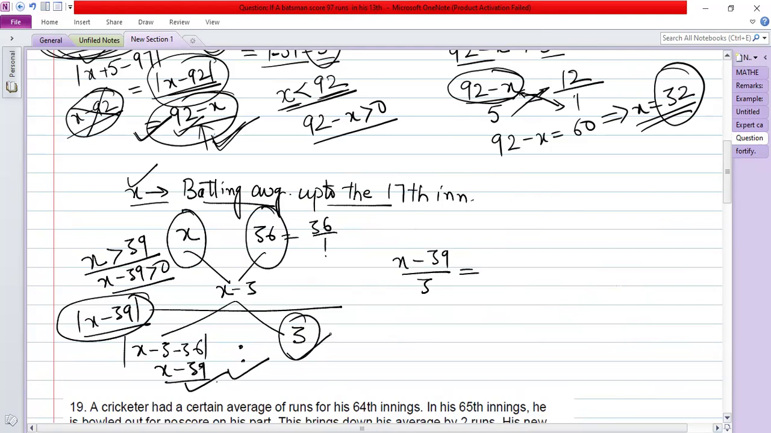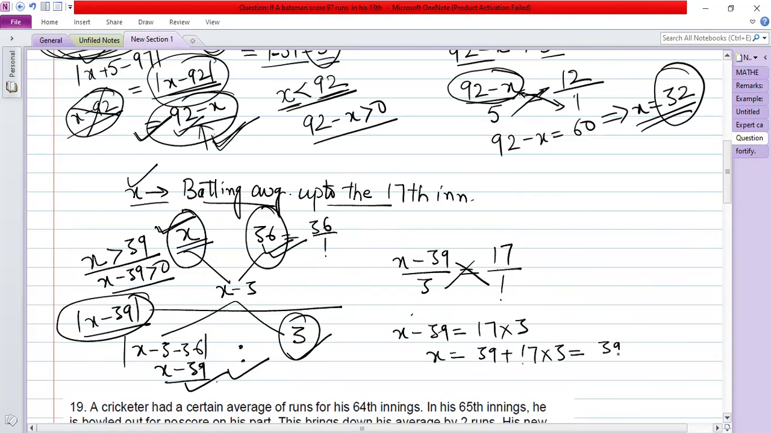So this is the ratio between the number of innings played up to this x average and up to this average. Now, up to x average, how many innings were played? 17. And up to this average, how many innings were played? 1 only. Okay, so just cross multiply. We will get x minus 39 equals 17 into 3. So x is nothing but 39 plus 17 into 3.